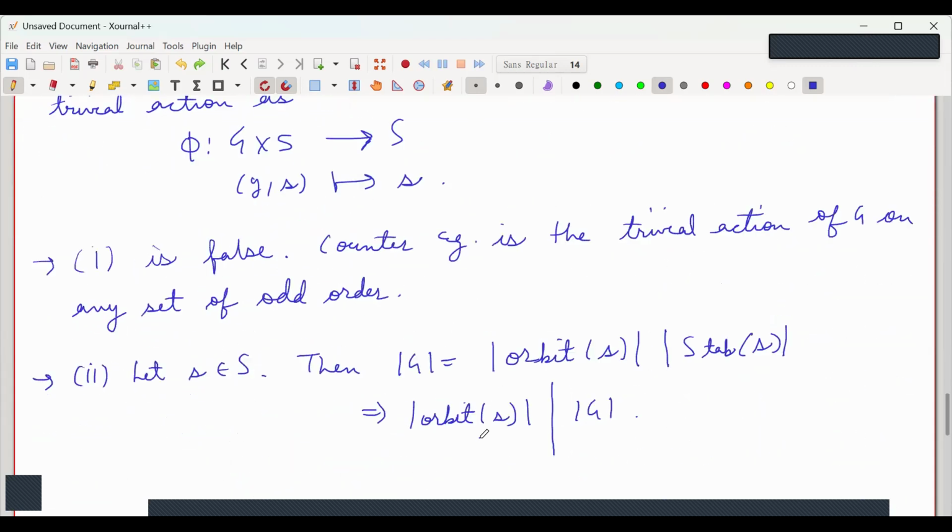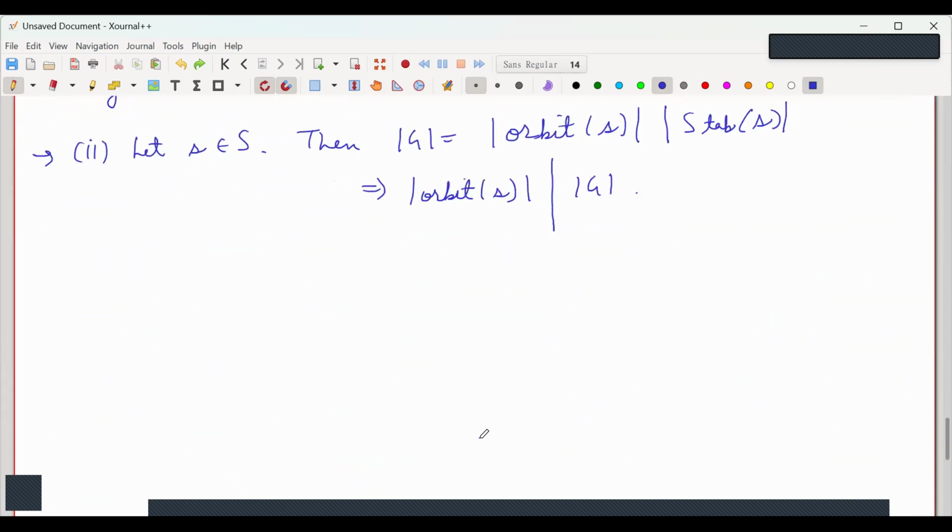Let me tell you the size counter example. Thanks, Tel, for your response.